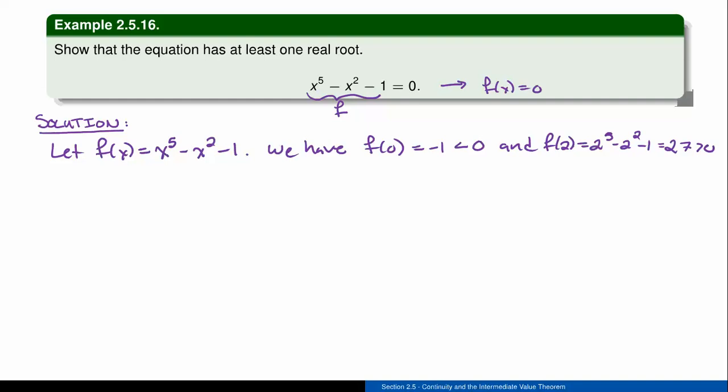This is set up nicely. I have these 2 points where my function is changing sign. The only way to go from a negative to a positive is going to be crossing the x-axis somewhere, and that point where we cross is then going to give me my solution.